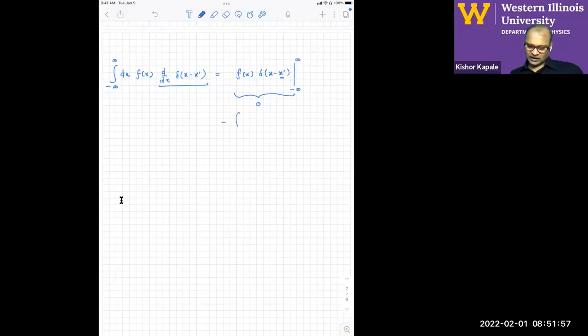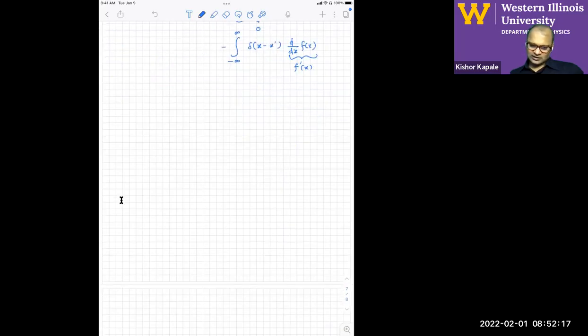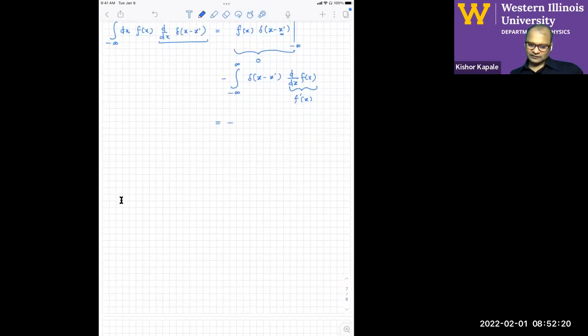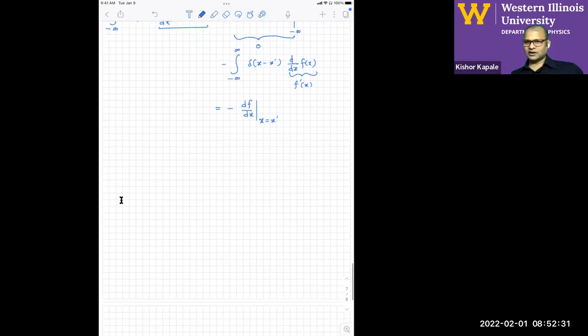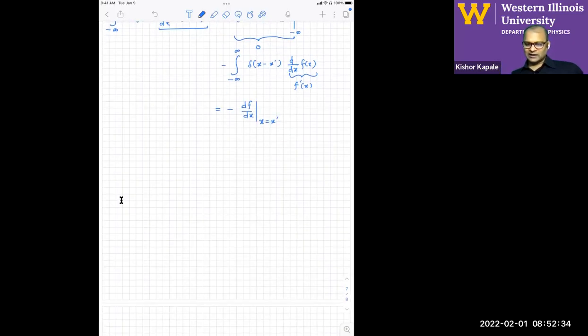The other term would be now negative, integral from minus infinity to infinity. The limits stay the same. The derivative now is moved to the function, and so that's f prime of x, if you want to use the shorthand notation. And this is just going to be now negative df over dx evaluated at, remember, delta function is a filter function, so it's just going to pull out the value of the remaining part of the integrand at x equal to x prime, right? So using the filter function property.